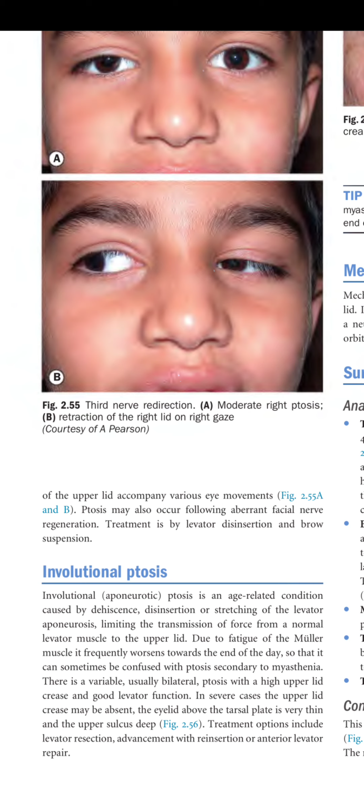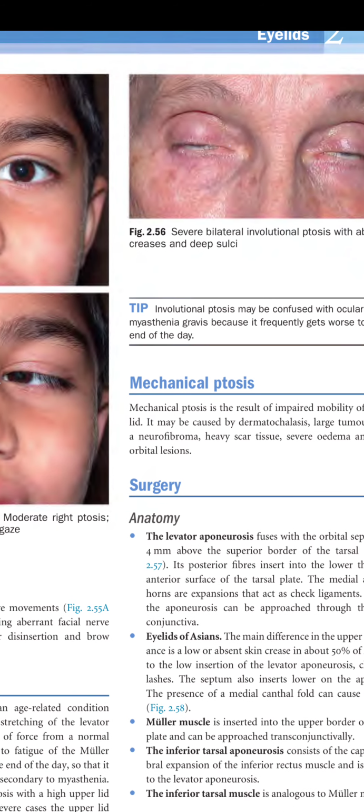Treatment options include levator resection, advancement with reinsertion, or anterior levator repair. So these are the kinds of procedures that you can do with the levator. You can just resect the levator to increase its power. You can advance the levator, and you can do anterior levator repair.